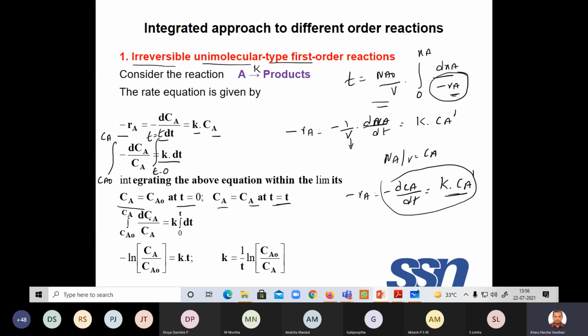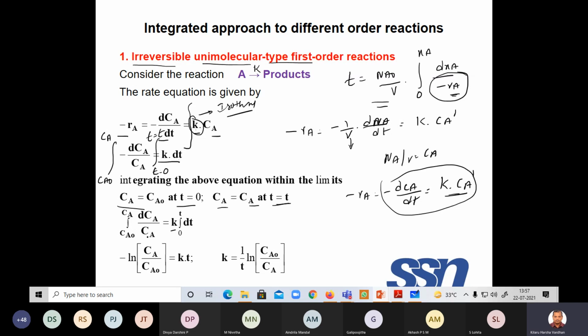CA naught to CA, dCA by CA is K times dt. K is constant because it is isothermal. If it is isothermal, you can take K as constant. Otherwise, you have to integrate the K again. This is what we will do in the fourth unit. Now for an isothermal case, this is constant, so we are taking it outside the integral, integral 0 to t dt.